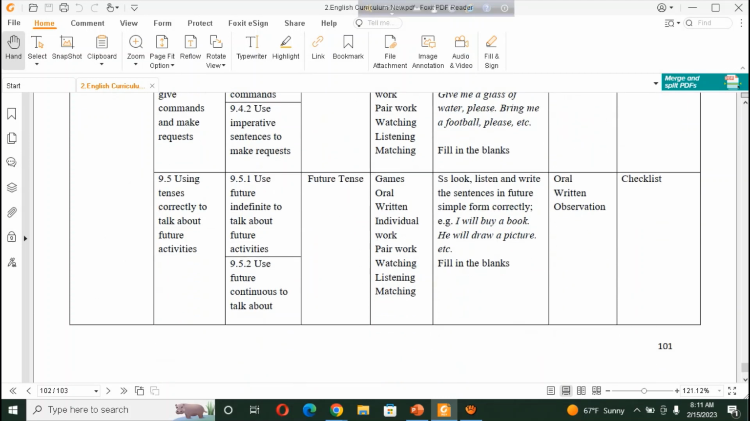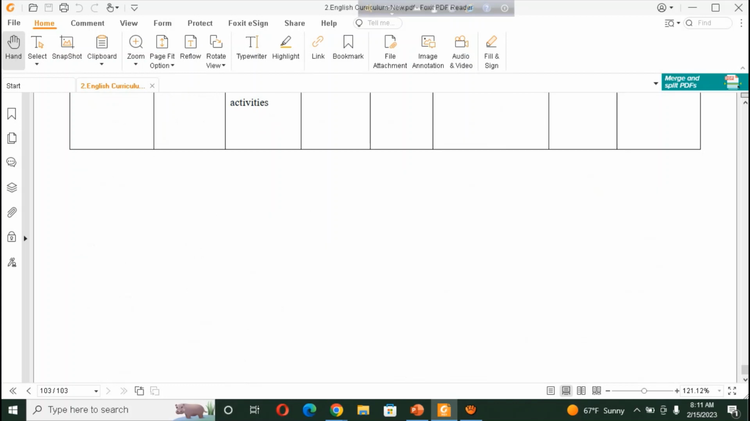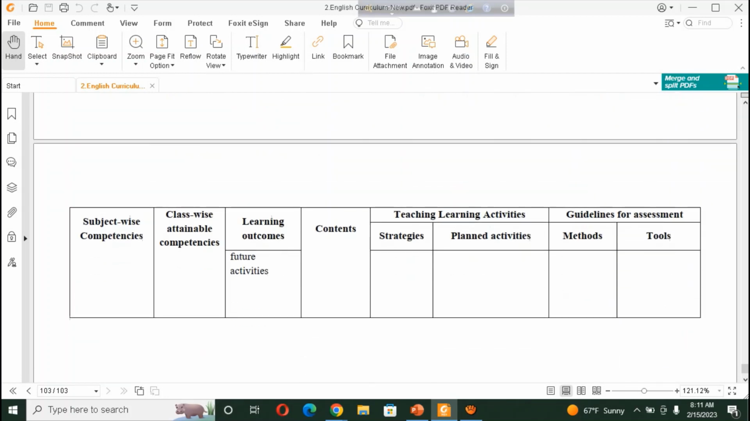Here also use past tenses, future indefinite tense, future continuous tense. And this is the end of the session.